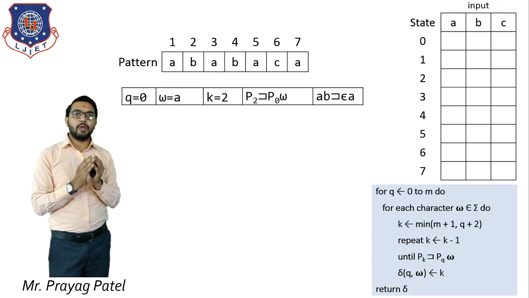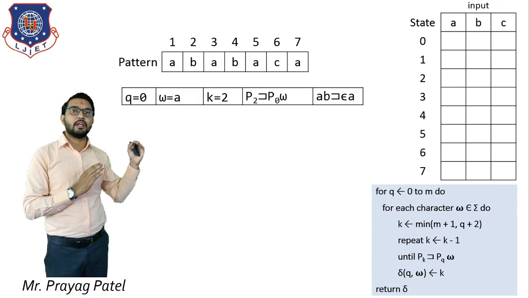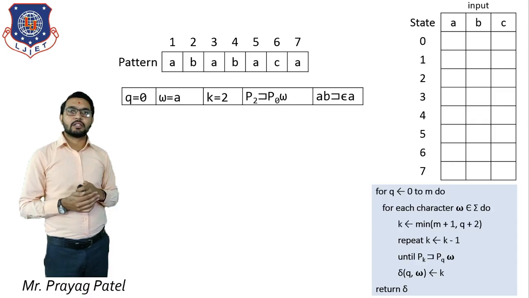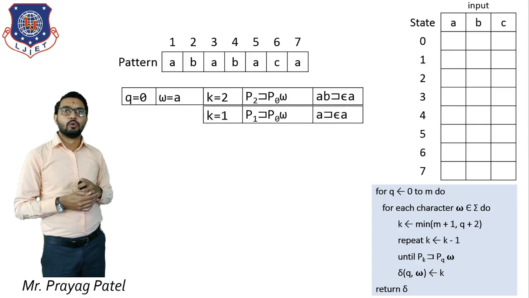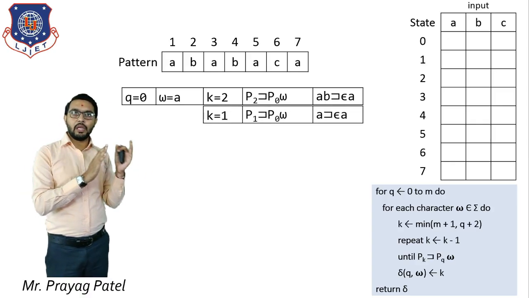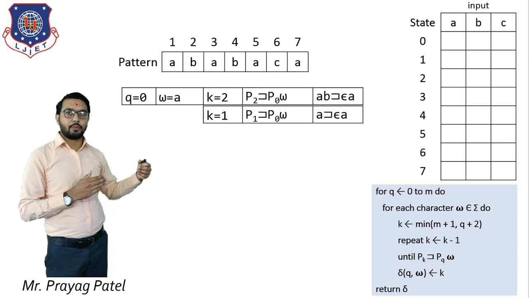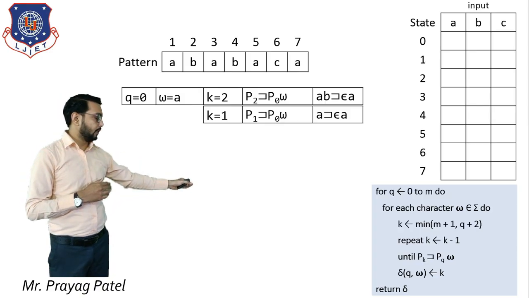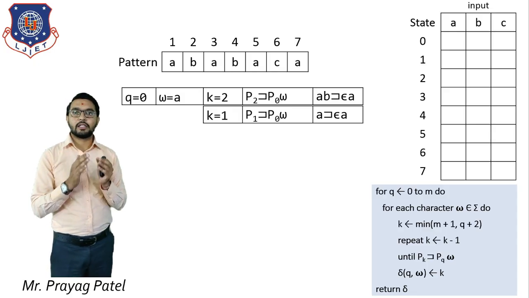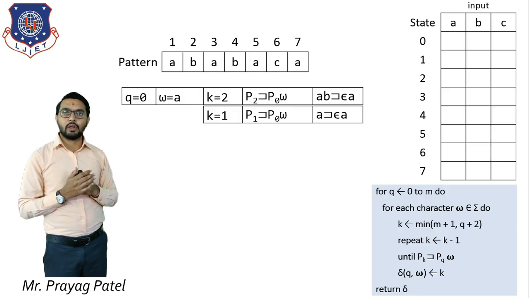So consider AB is a suffix of null into A. Is this possible? No, because AB is not a suffix of A. So consider the decrement operation of K according to our algorithm. Here consider the next value of K equal to 1.